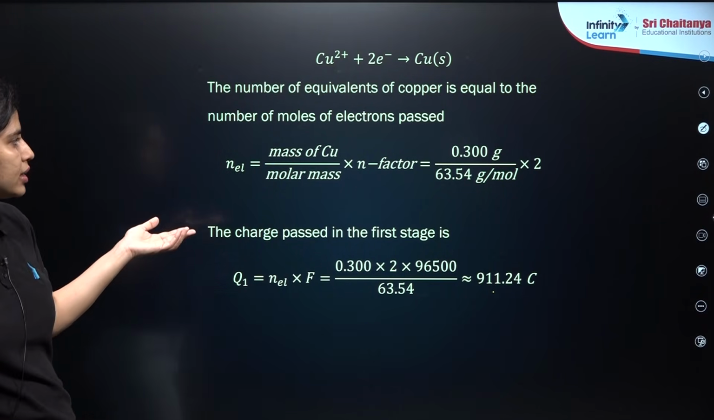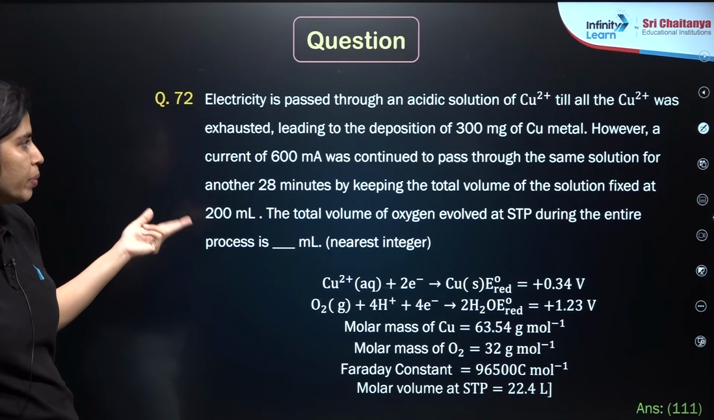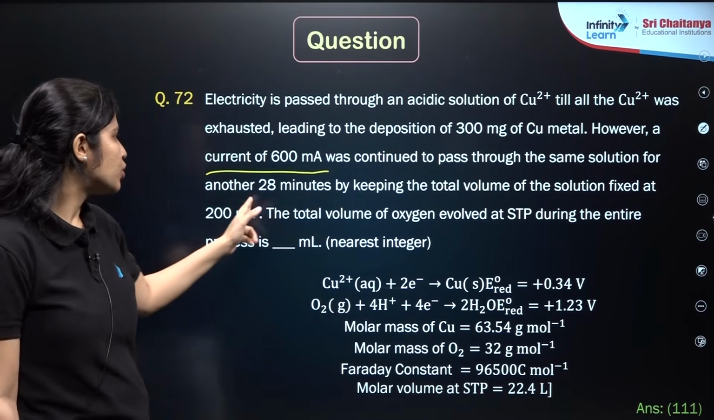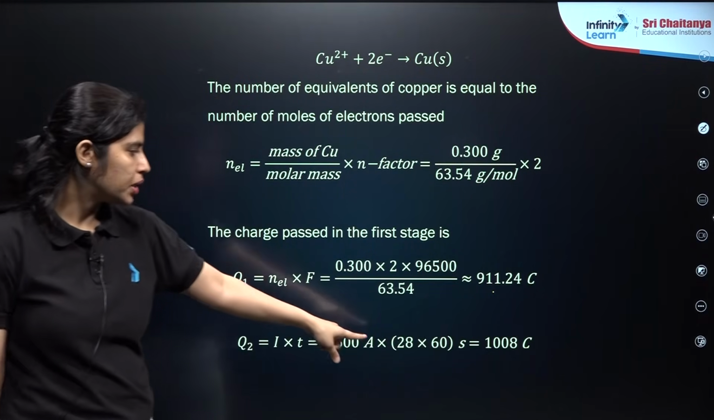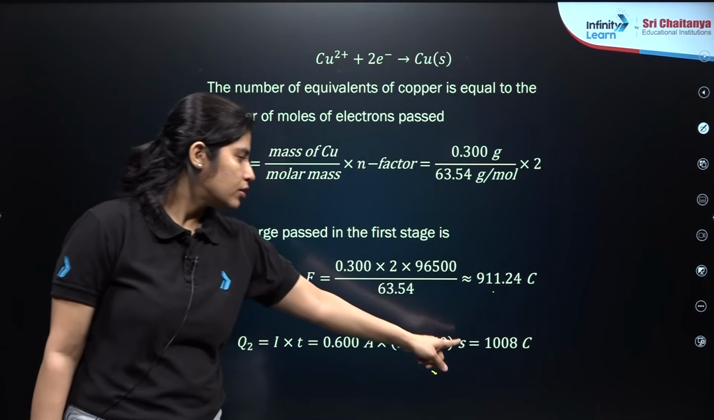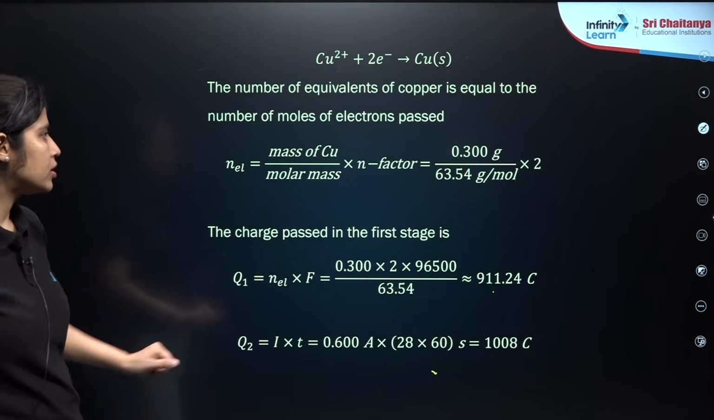After that, Q2 is going to be with respect to I, current, and time, because they said in the question that the current was continued to pass through the same solution for 28 minutes. So we are going to use that formula over here. 28 minutes I have to convert into seconds, so I multiply by 60, and here we get the answer as 1008 coulombs. This is Q1, this is Q2.